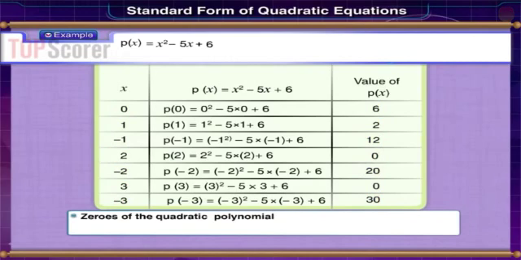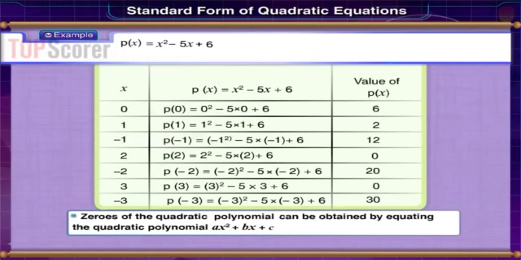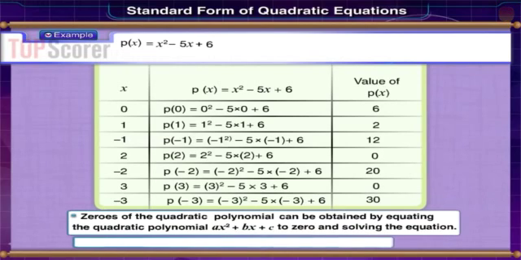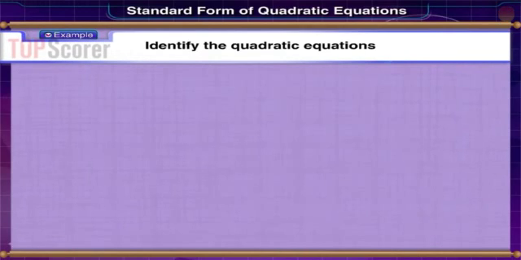Zeros of the quadratic polynomial can be obtained by equating the quadratic polynomial ax square plus bx plus c to 0 and solving the equation. Every quadratic polynomial has at most 2 zeros. We will now learn to identify quadratic equations.